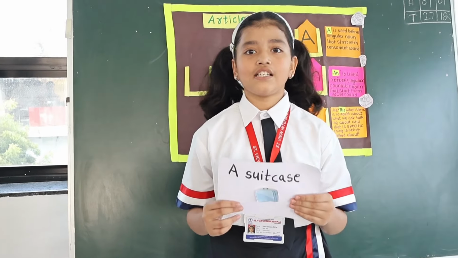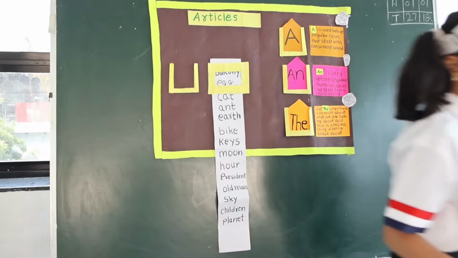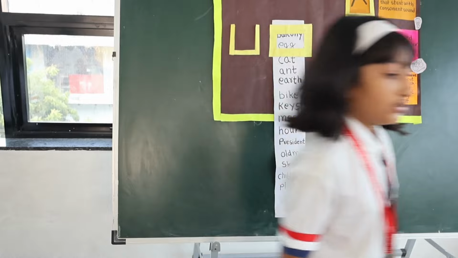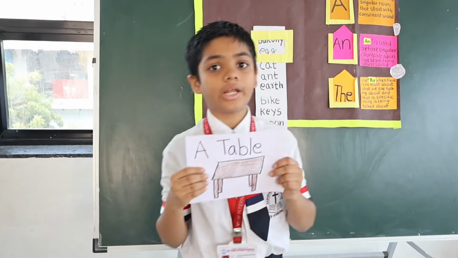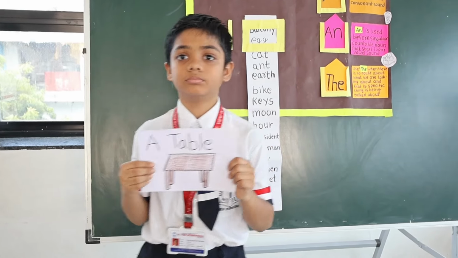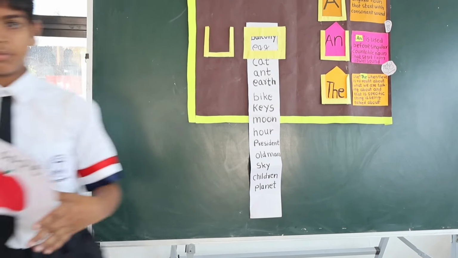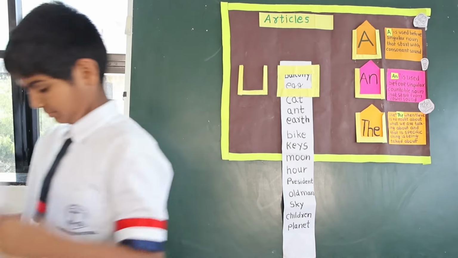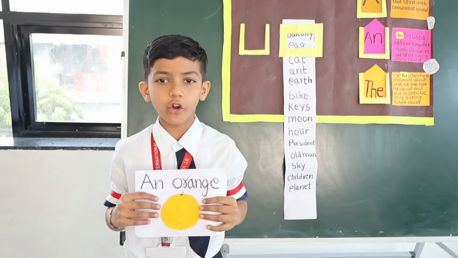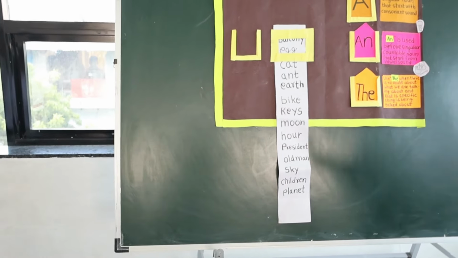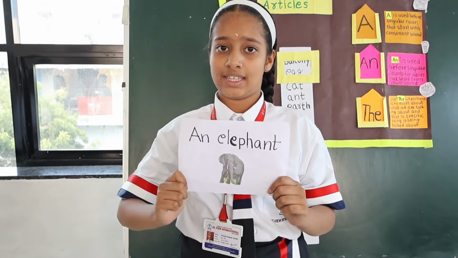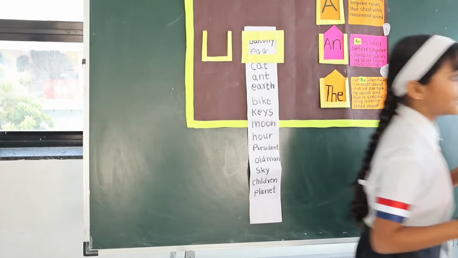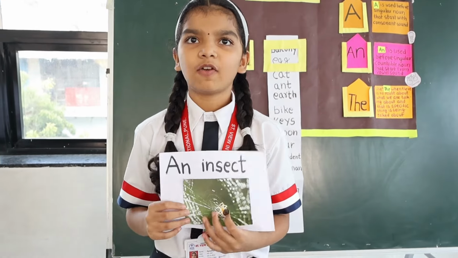A suitcase. S is a consonant. A girl. G is a consonant. A table. T is a consonant. An apple. A is a vowel. An orange. O is a vowel. An elephant. An instrument, I is a vowel. An insect, I is a vowel.